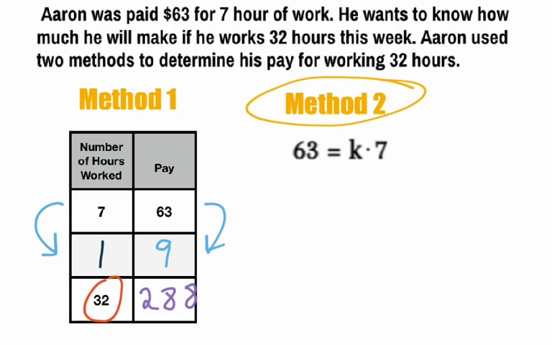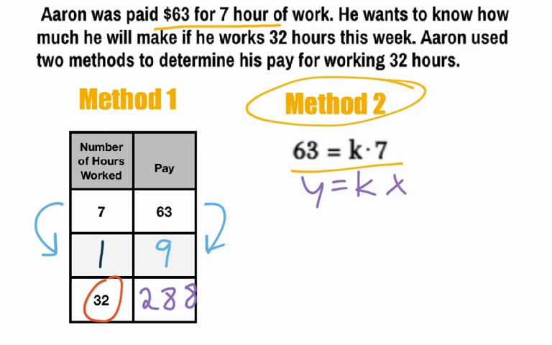So the second method is we could do an equation method. What's already set up for you is the information we have. Aaron was paid $63 for 7 hours. Well, that's the y equals kx version of this. So the y equals the information we're given.